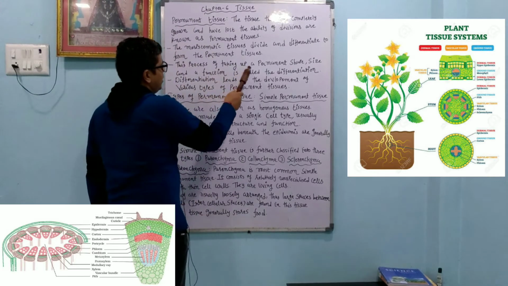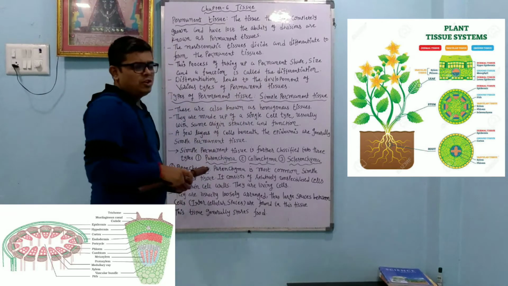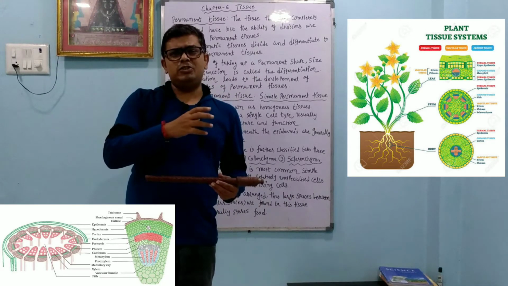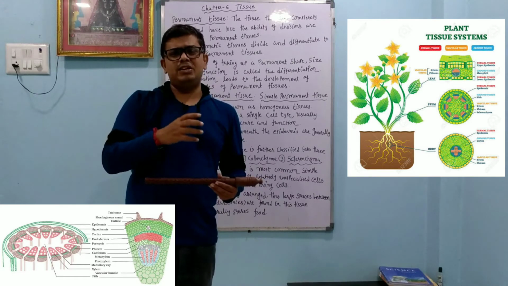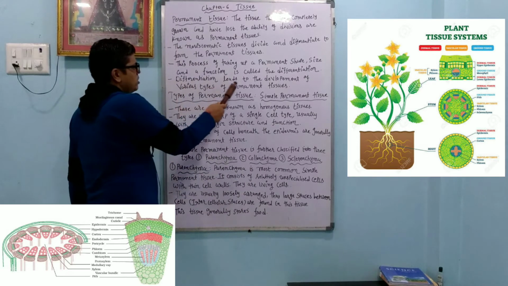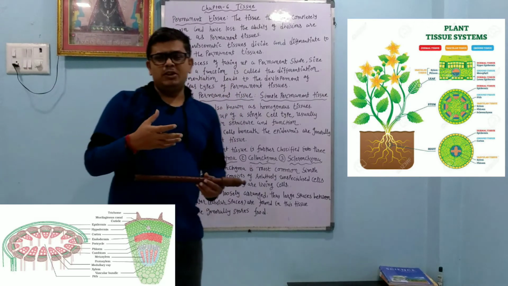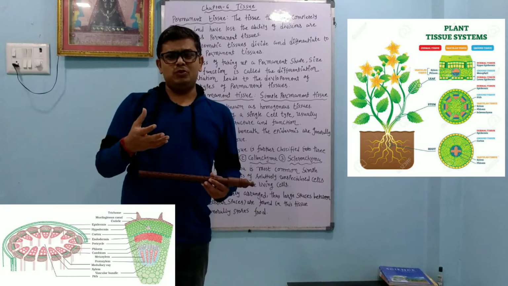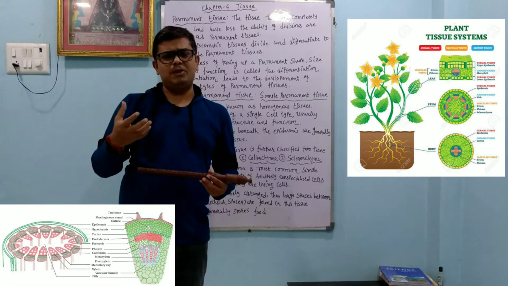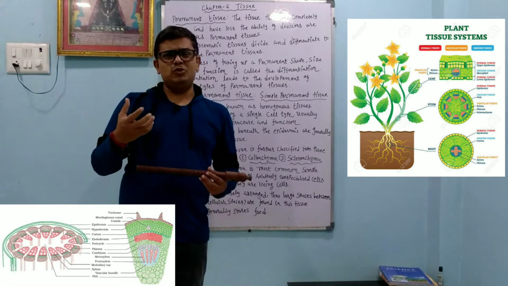This process of taking up a permanent shape, size and function is called differentiation. So what is called differentiation? After dividing from the meristematic tissue, they get a particular shape, size and function; that is called differentiation. Differentiation leads to the development of various types of permanent tissue. So because of this division of the meristematic tissue, permanent tissue is obtained, and permanent tissue has a particular shape, size and function. From that, other tissues are obtained.